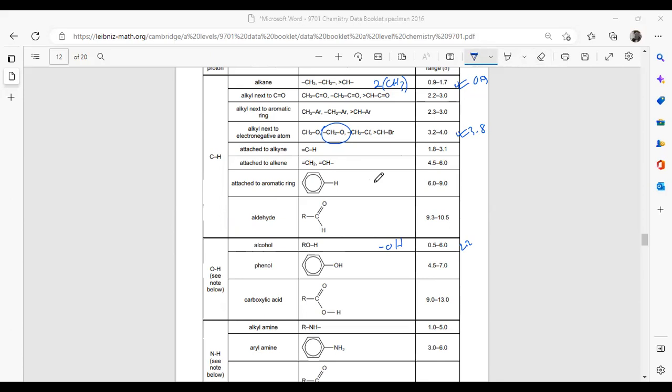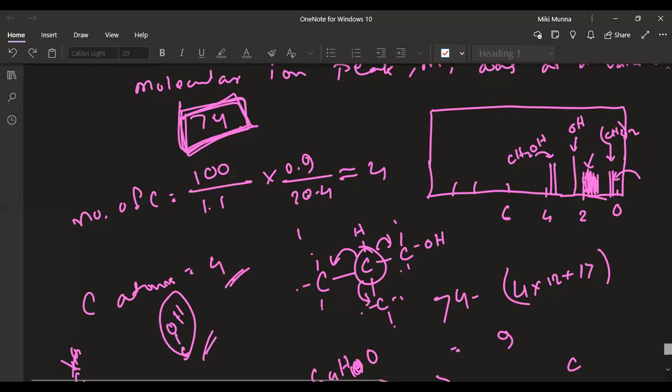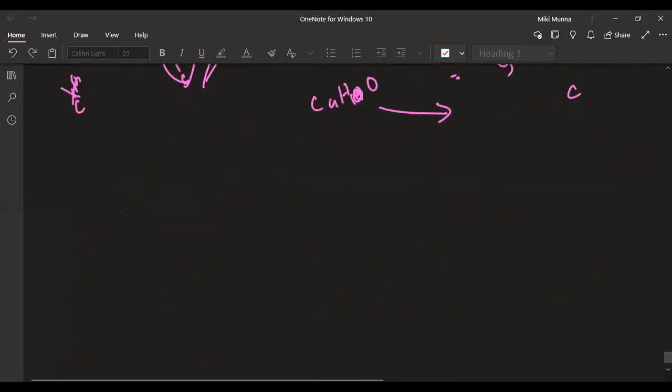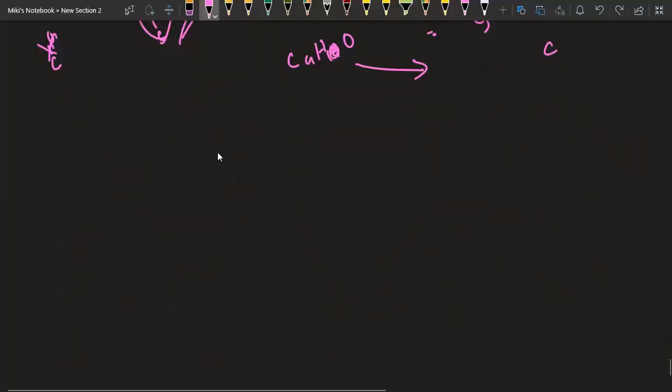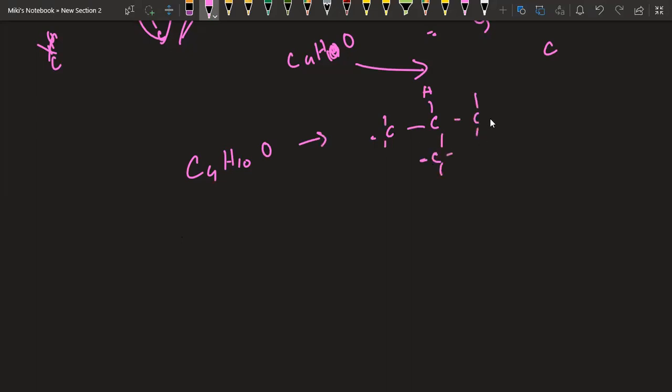Now, coming back to the blackboard, let's finalize our information here. We have found we have 4 carbons, 10 hydrogen, 1 oxygen. Now, the molecular formula possibility was this one: C, 2 hydrogen, 3 hydrogen, CH2OH. Okay. Now they're asking you to find 4 isomers of it.